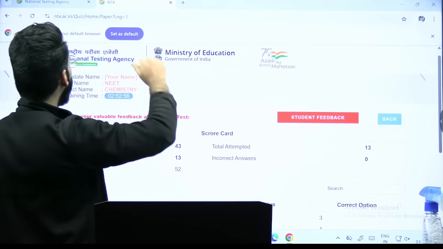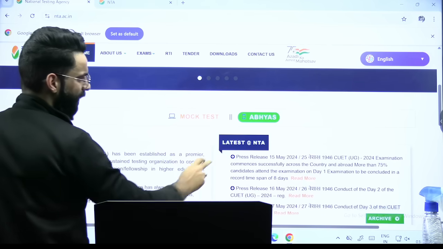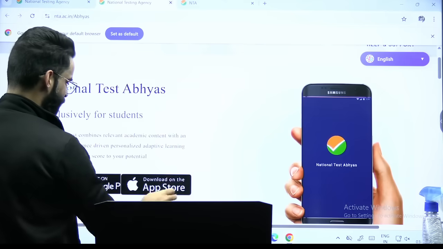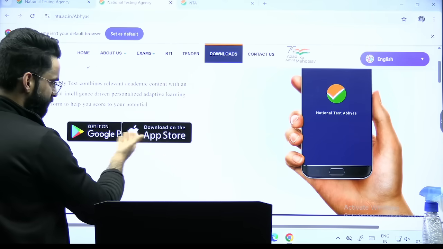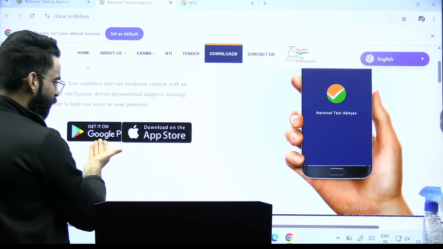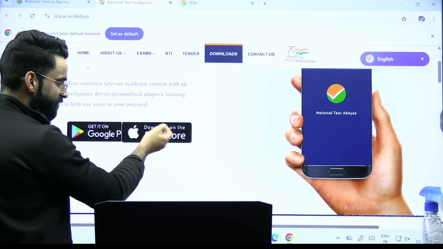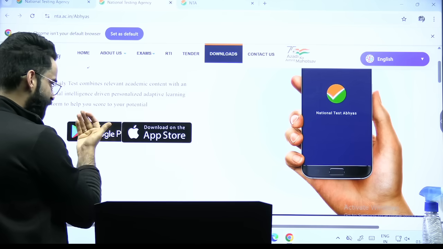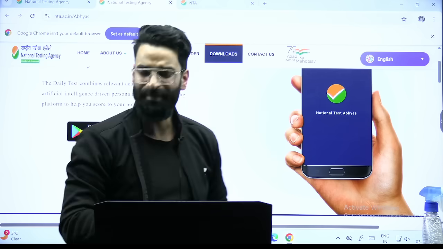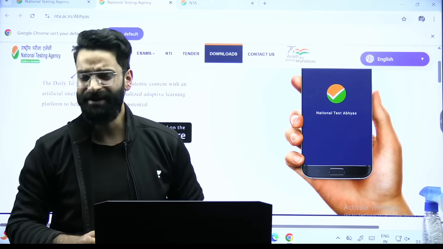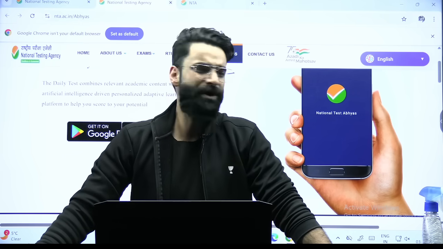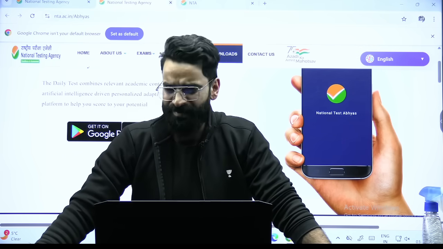And at the same time, there is one more thing here. You can click on this NTA Abhyas as well. Whatever phone you are using, you can click on App Store or Google. I'm using Apple, so I'll click on App Store. Whatever Android you're using, you'll click on this particular option. After clicking on it, there'll be one app. You'll have to download that particular app, on which you'll be getting the NTA Abhyas papers. So you can try the questions from NTA Abhyas papers as well.